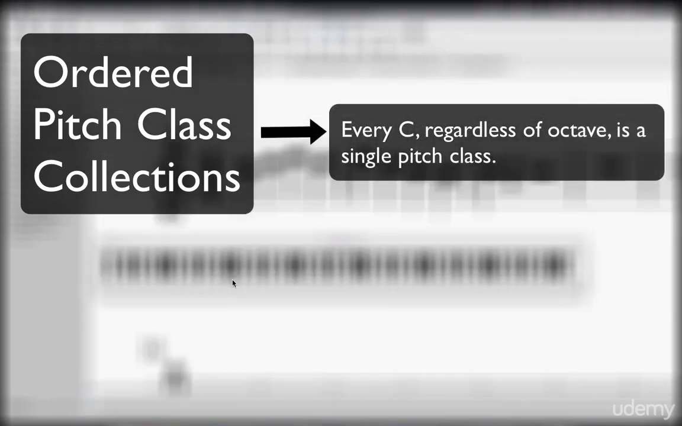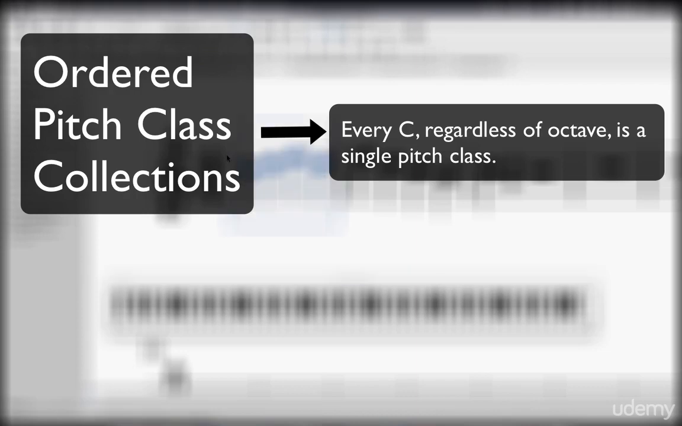So let's start with pitch class right in the middle here. So an ordered pitch class collection, the pitch class element of this is something we looked at in the first class that I put together on music theory on how to read music. What a pitch class means is it simply means any note regardless of the octave that it's in. So let's jump over and look at that.